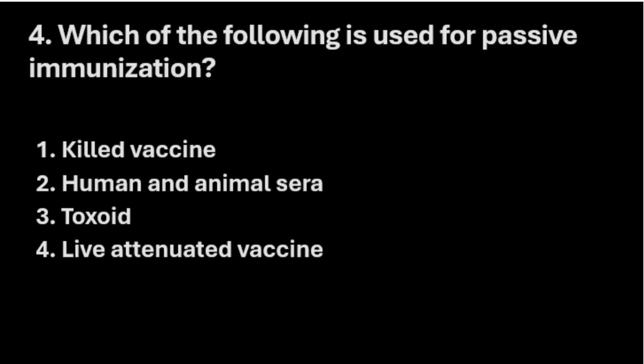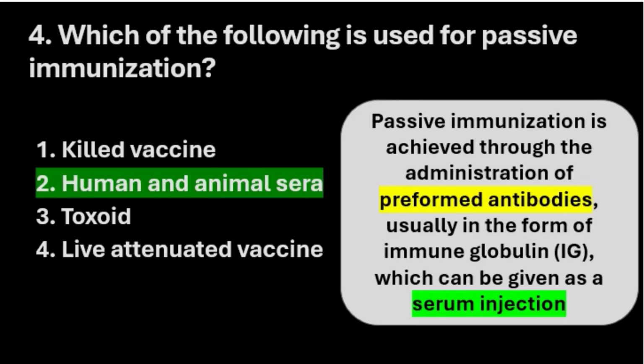Next question. Which of the following is used for passive immunization? Option 1 killed vaccine, option 2 human and animal sera, option 3 toxoid, option 4 live attenuated vaccine. The right answer here is option 2 human and animal sera. Passive immunization is achieved through the administration of preformed antibodies, usually in the form of immunoglobulins, which can be given as a serum injection. So human and animal sera are used for passive immunity, and vaccines, toxoids, etc. will be used for active immunity.